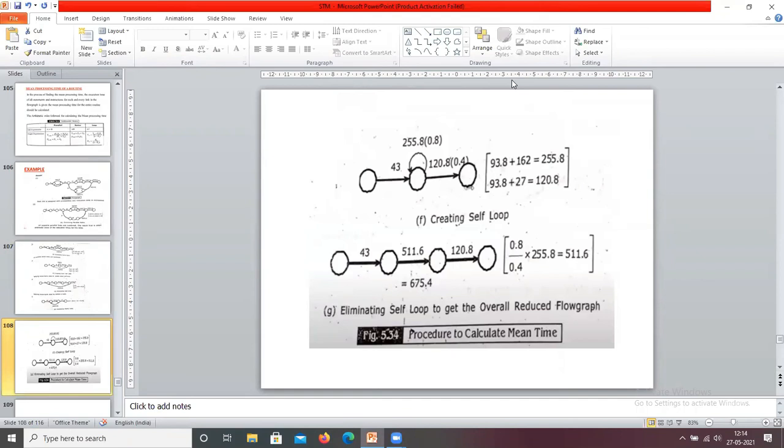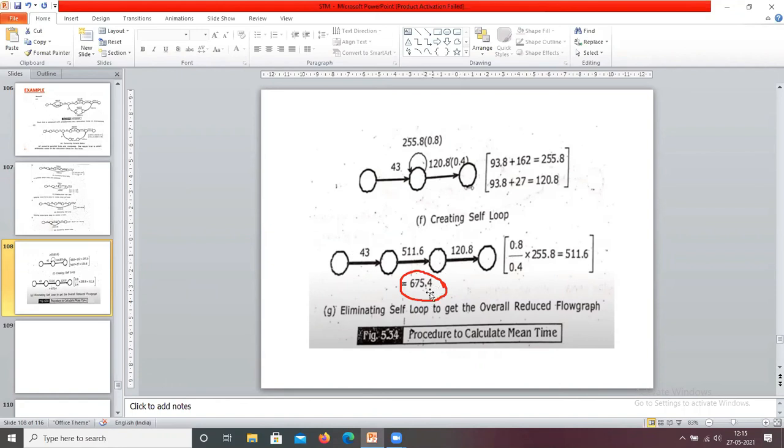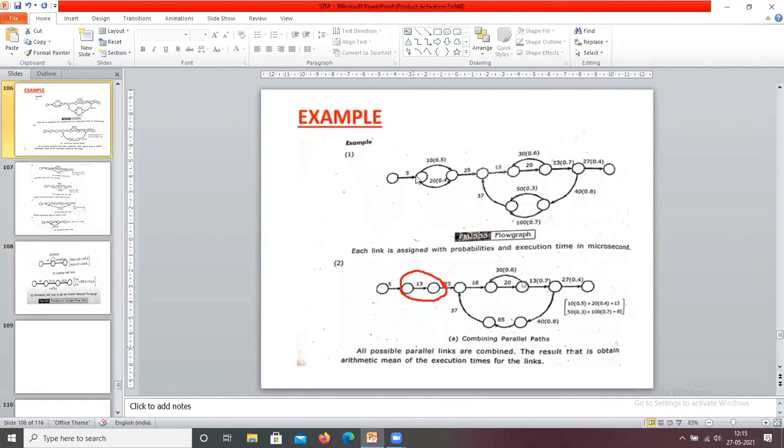After eliminating the self loop, these are the values, and the overall reduced flow graph looks like this. So this is the flow graph. After applying the rules, we got these values: 43, 51.6, 120.8. After applying all the rules, we got 67.4 microseconds as the answer for this flow graph. In this way we are going to calculate the mean time of a routine.